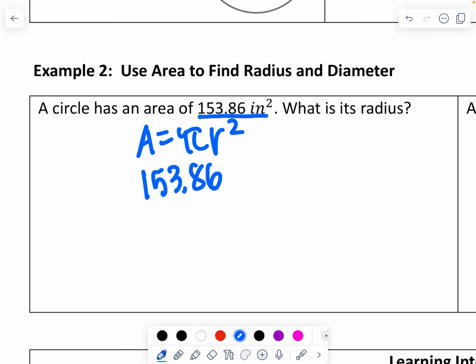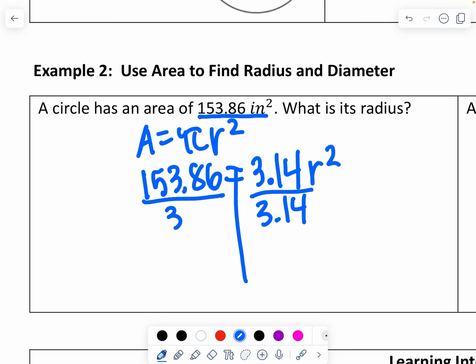So 153.86 equals, and that's going to be 3.14 r squared. So we want to get the r completely by itself. So to do that, we have to divide by 3.14 on both sides. So 3.14 divided by 3.14 is 1. So we're left with r squared on the right side. And on the left side, we divide 153.86 divided by 3.14. And we would get 49.